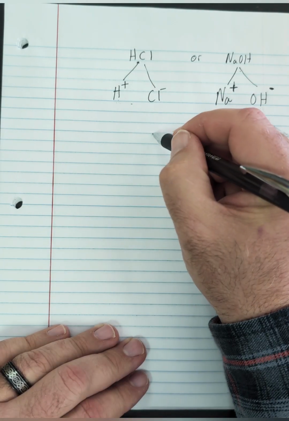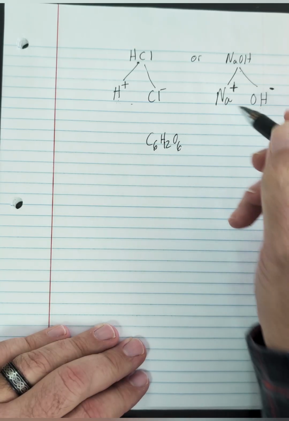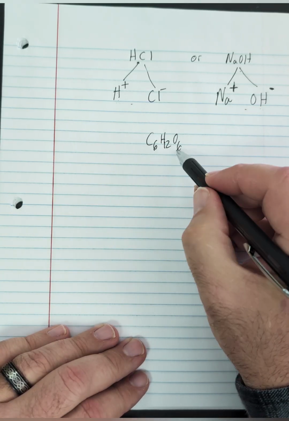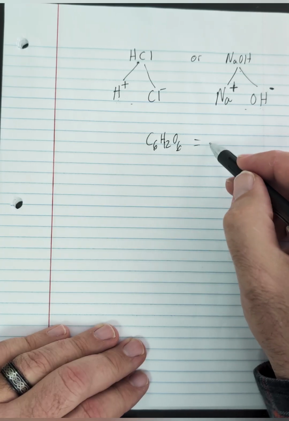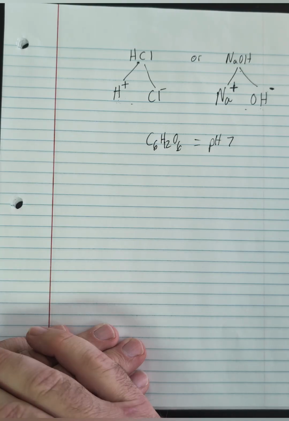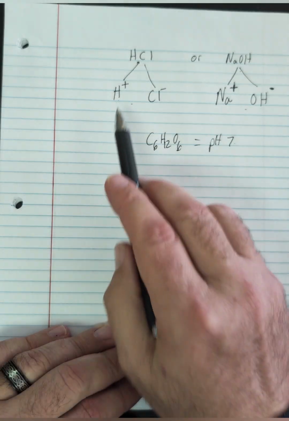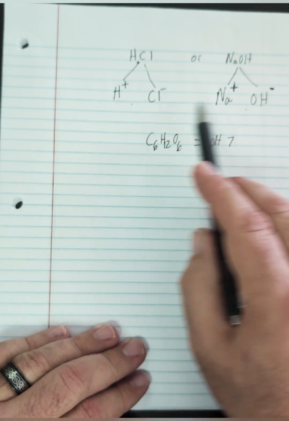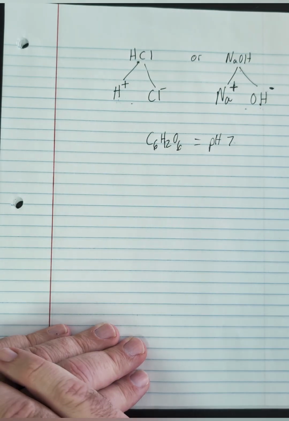If you have something like C6H12O6, right, this is a covalent compound. It does not dissociate. Therefore, its pH is going to be 7, the pH of water, because it doesn't dissociate. It doesn't give off hydrogen, so it's not an acid. It doesn't give up OH, so it's not a base. Okay.